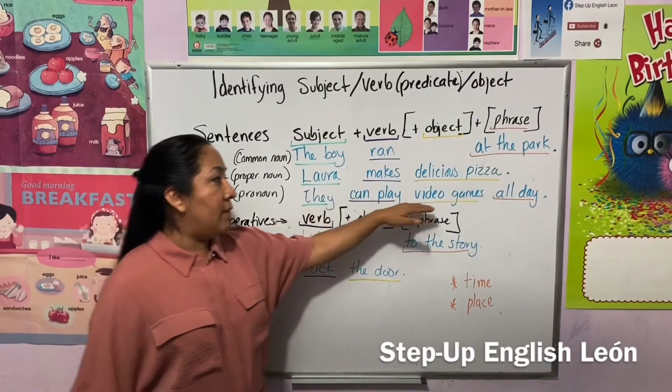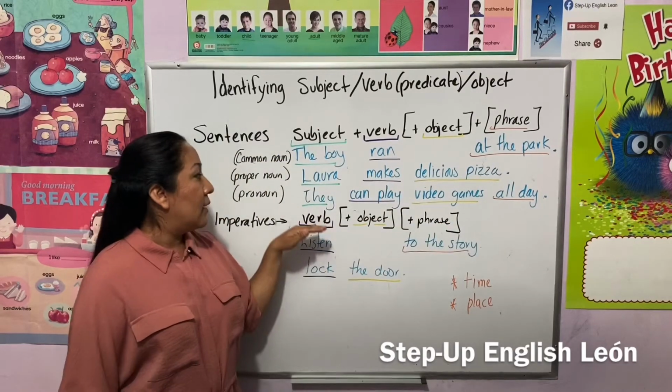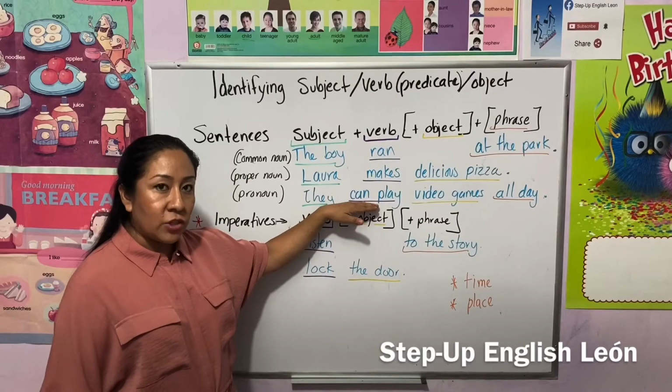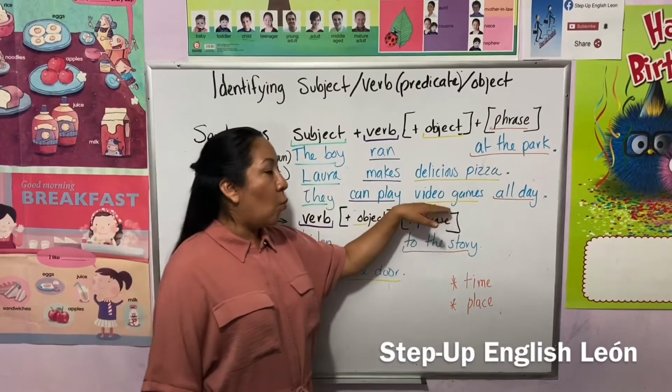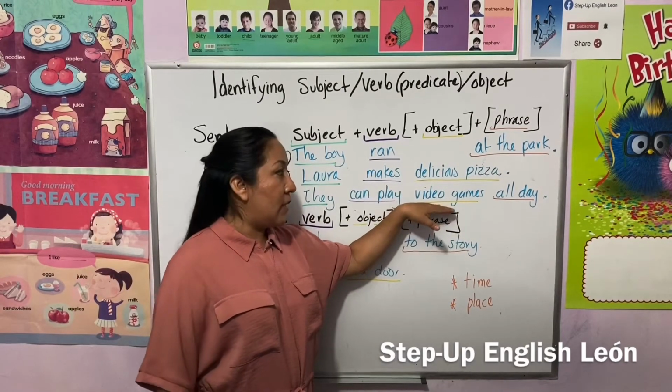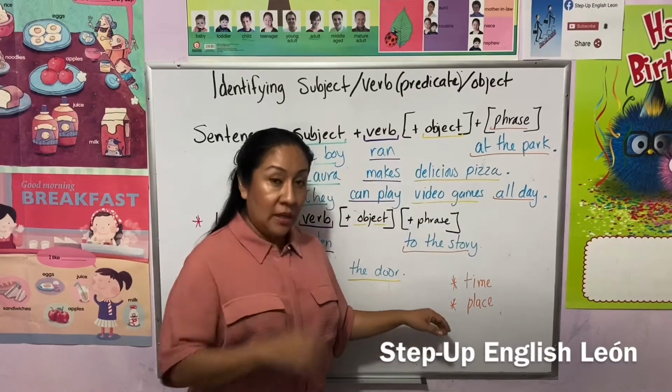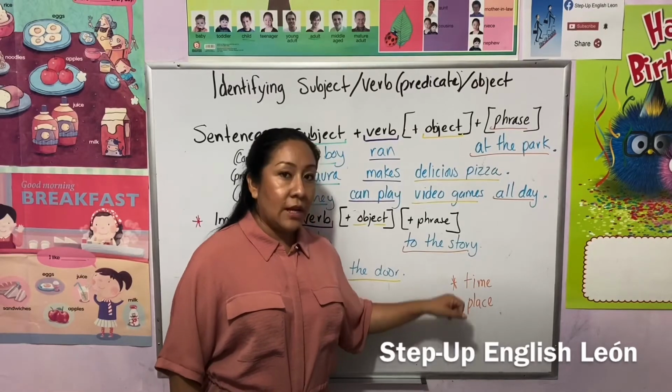They can play video games all day. They is my subject. Can play is the action that they are able to do. What do they play? Video games. When? All day. So it tells me information about time.